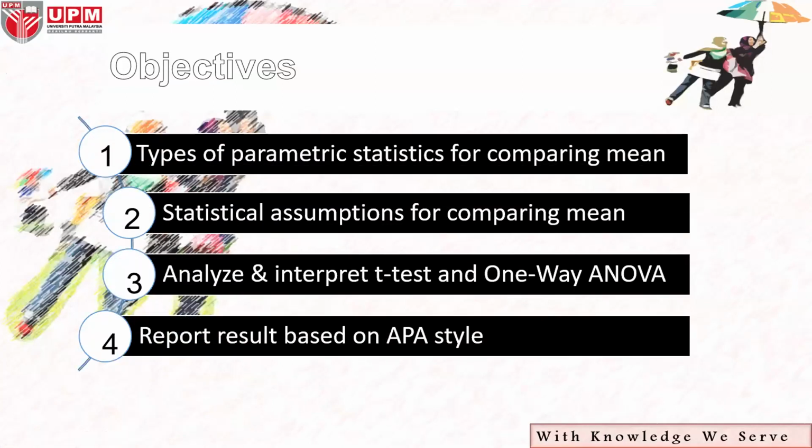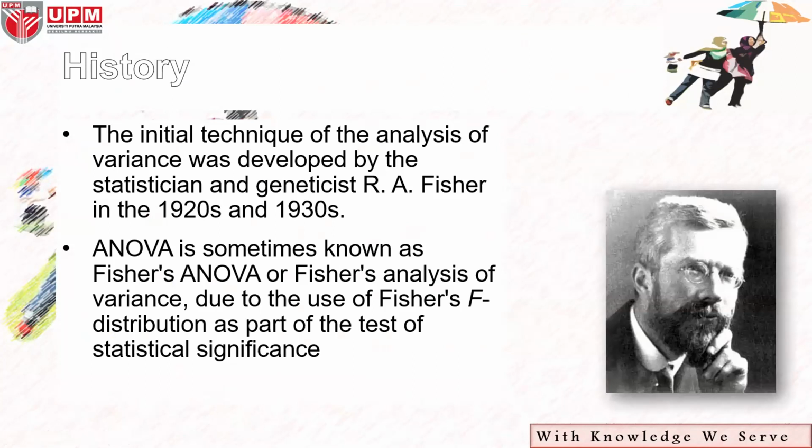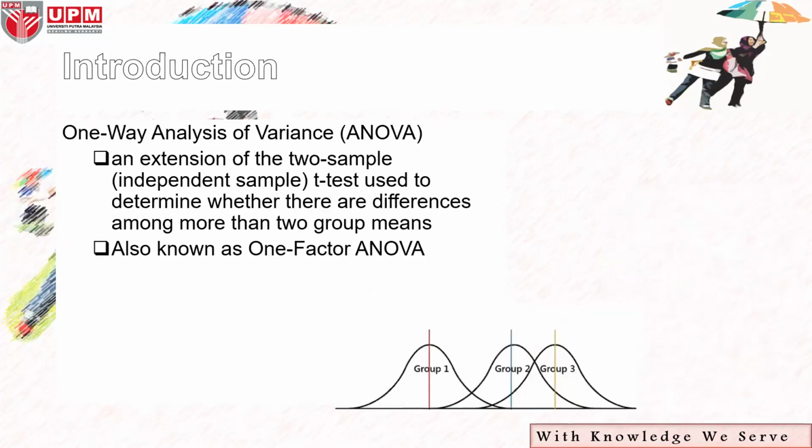Okay, so this is the next type of statistical analysis on comparison, which is one-way Anova. The objective is similar to the earlier objective. This one is just an extension of the independent sample t-test. A little bit of history: one-way Anova is an initial technique of the analysis of variance developed by R.A. Fisher, and it is also known as Fisher's Anova, as he introduced this type of statistical analysis.